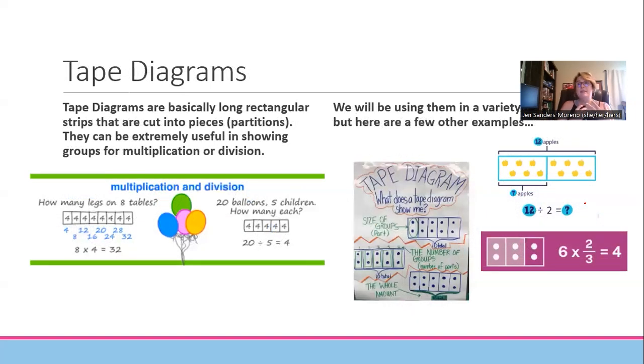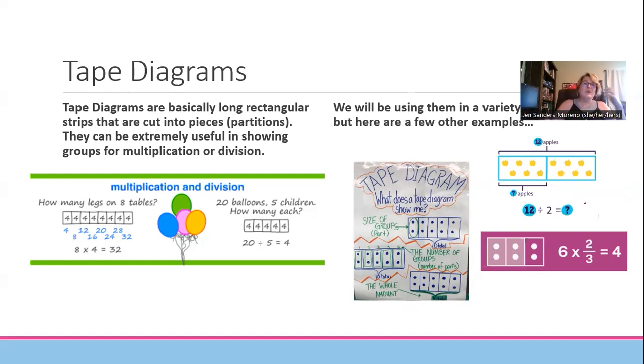Tape diagrams. Tape diagrams are used pretty much in all the grades K through 6. Actually, I should be careful. I don't know if they're used in kindergarten, but definitely first. Tape diagrams are basically just a long, skinny rectangle. You can cut them into exactly the same size partitions or pieces. You could have some be bigger, some be smaller. For me, I think the best use of tape diagrams is probably in multiplication and division, because it's that element of fair share and you can really kind of see it.